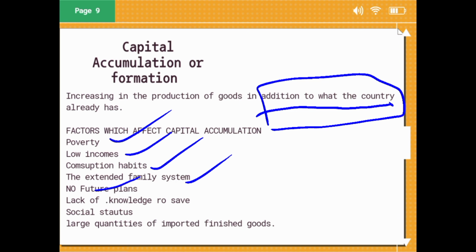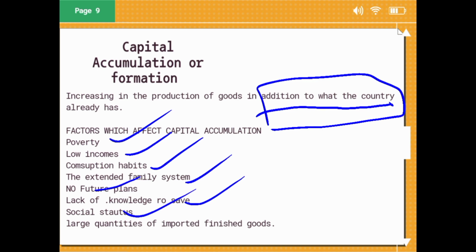No future plans. Lack of knowledge to save. Every time they get paid, they spend it all. After they finish the whole money, then they start working hard now. Again, at month end, they spend it all. Again, they start working hard. They will never contribute to capital accumulation.